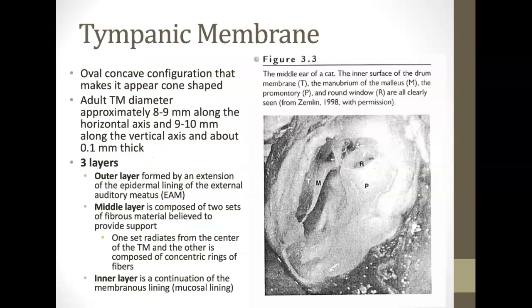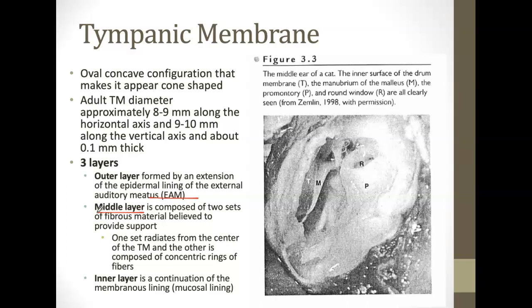Hopefully that makes sense. So the tympanic membrane, there's 3 layers. Don't worry about all those little 8mm, 9mm details. Focus on the 3 layers, outer, middle, and inner layer. The outer layer is just continuous with the lining of the skin in the ear canal. The middle layer is really important.